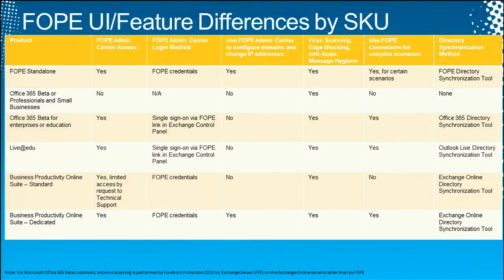Has anybody had any experience with the current BPOS offerings? A couple people. So they do have various different ways to get into FOPI or not. All of them, except for Office 365 professionals and small business, have the ability to sync recipients into FOPI as well. That's the right-hand column. So you can actually sync in certain recipients or groups into FOPI and do various features based upon that group membership if you wanted to.